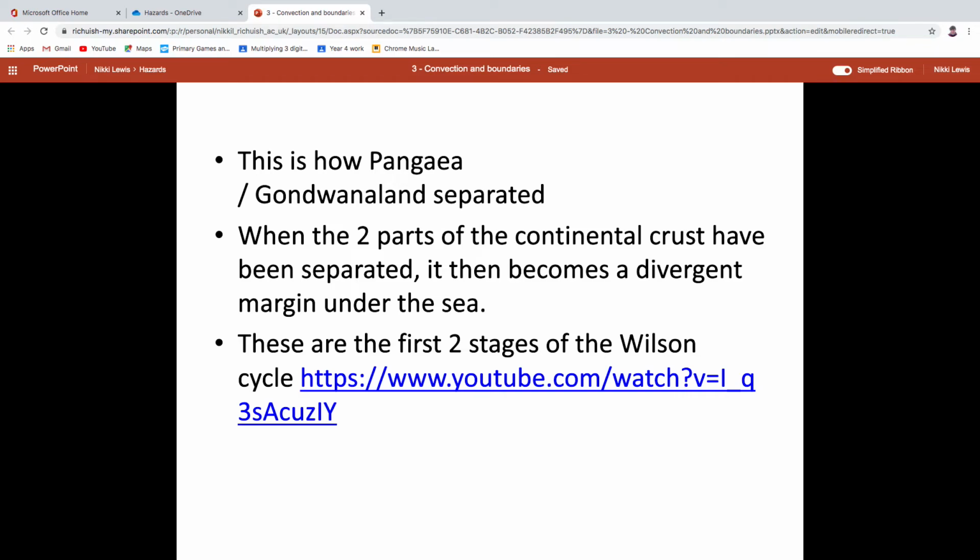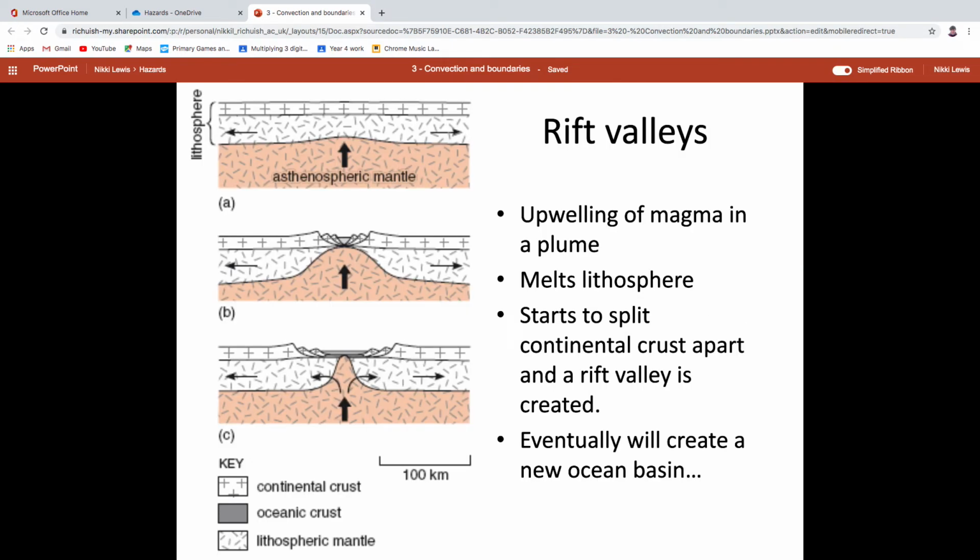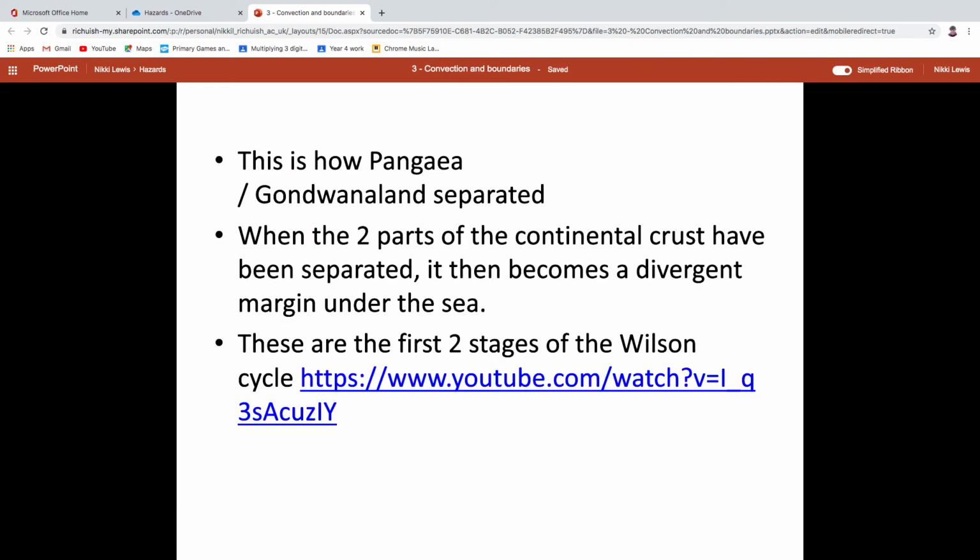Well, how we got from Pangaea to where we are today was this process. Okay, because if all of the continents on Earth were joined together in one big lump called Pangaea, something made them separate, and it's this process that made them separate. All right, so it's been quite important in the story of continental drift. As I said, when the two bits of lithosphere have been completely separated from each other, it then becomes the first type of margin we talked about today. It becomes a divergent margin under the sea.